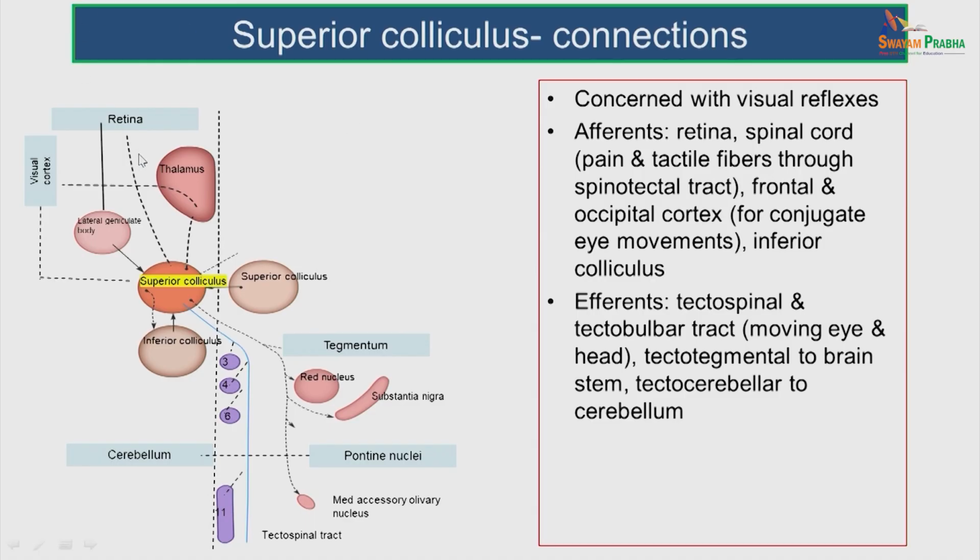So this connection from the retina is very important. And this is connected to the lateral geniculate body through the superior brachium. The superior colliculus is also connected with the visual cortex, and from there to the superior colliculus, then through the tectospinal and tectobulbar connections, which connect with the 3rd, 4th, 6th and the 11th cranial nerves.